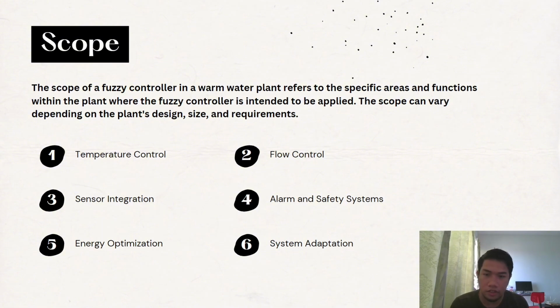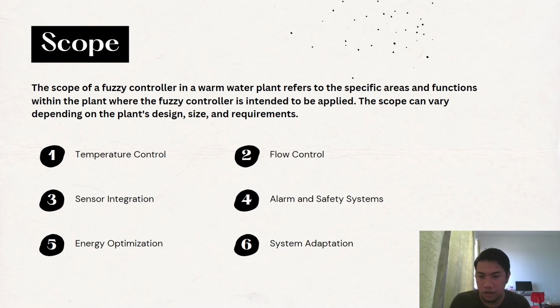The fourth one is alarm and safety systems. The fuzzy controller can be linked to alarm and safety systems within the warm water plant. It can monitor critical conditions such as high temperatures, low flow rates, or equipment failures and trigger appropriate alarms or shutdown procedures to prevent any potential hazards.